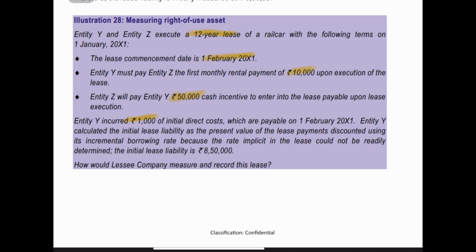Okay, and entity Y calculated the initial lease liability as the present value of the lease payments discounted using its incremental borrowing rate, because the rate implicit in the lease could not be readily determined. So the initial lease liability is given as 8,50,000 rupees. So now we'll have to compute how the lessee company measures and records this lease.